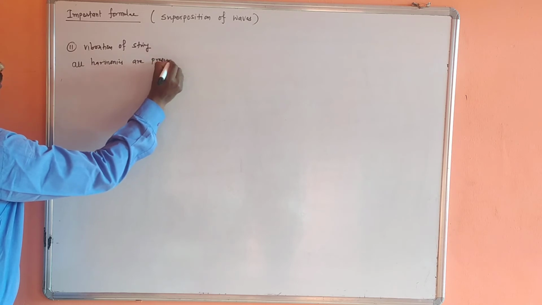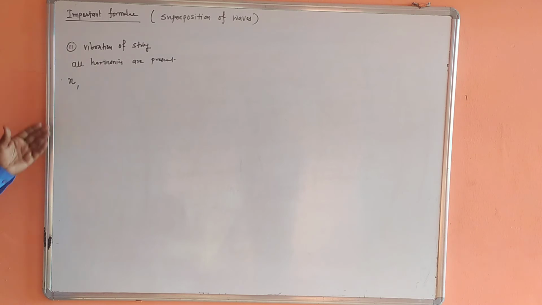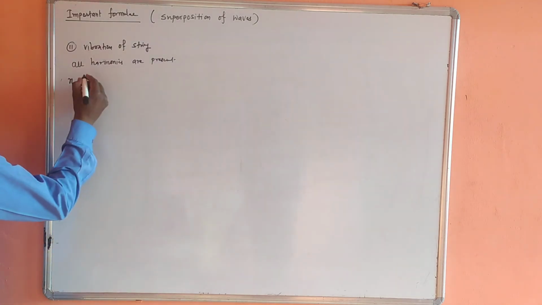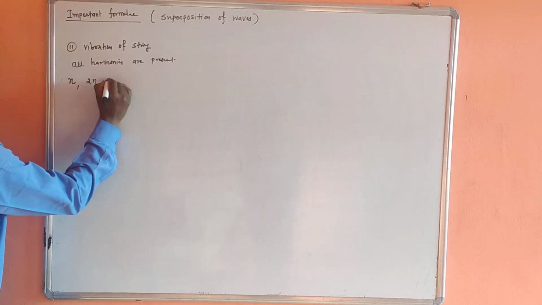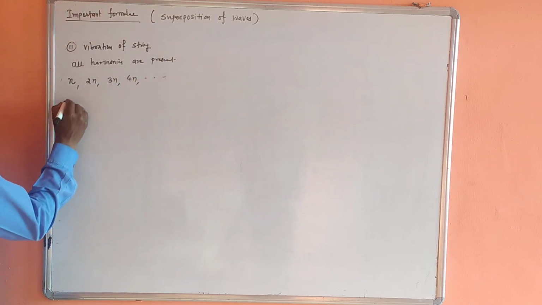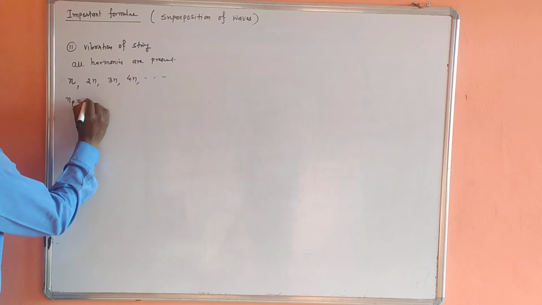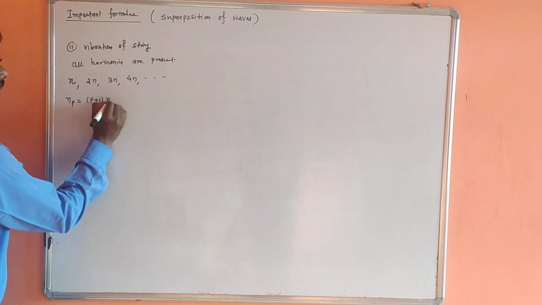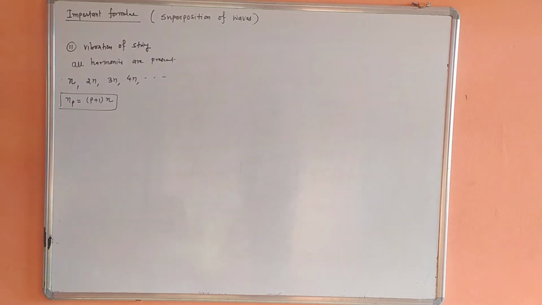That means if we consider N is the fundamental frequency of vibration of the string, the formula is already given. Then the next harmonic: this is the first harmonic, the second harmonic will be twice N, thrice N, 4N and so on. That is, the pth harmonic becomes (p+1) times N for the vibration of the string.